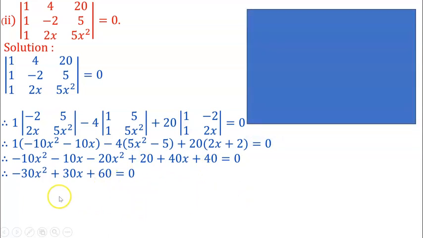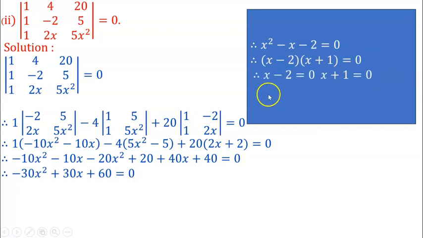Okay. Now divide this whole expression by 30, and change the sign, minus to plus, or divide this whole expression by minus 30. Then you will get here x square minus x minus 2 is equals to 0. And the factors are, in first bracket, x minus 2 into x plus 1 is equals to 0. x minus 2 is equals to 0, or x plus 1 is equals to 0.